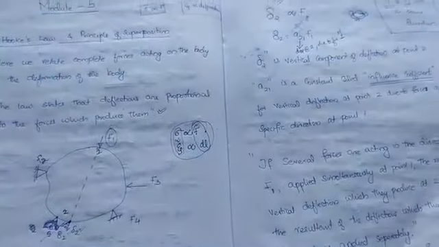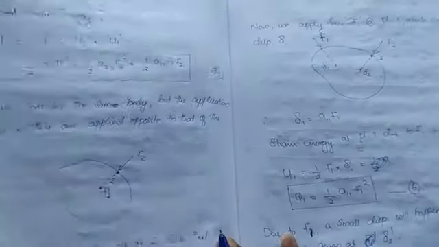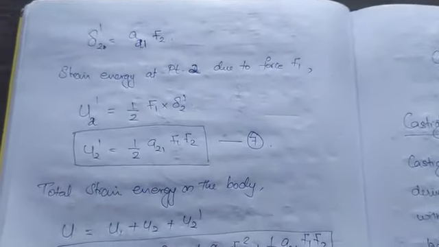So today we have discussed Hooke's law, the principle of superposition, and the reciprocal relation, in which the main term that we have discussed is called the influence coefficient. Okay, thank you.